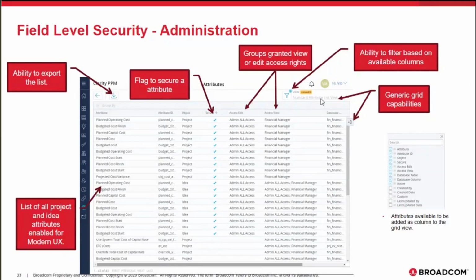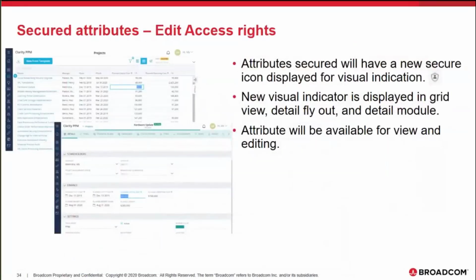And you have the common grid functionality available where you can save the view as well as apply different filters to see and find specific attributes. Once a specific attribute is secured, then we have a visual indicator across the application to indicate that a specific attribute is protected or secured.